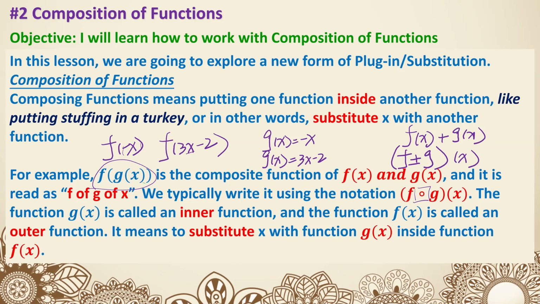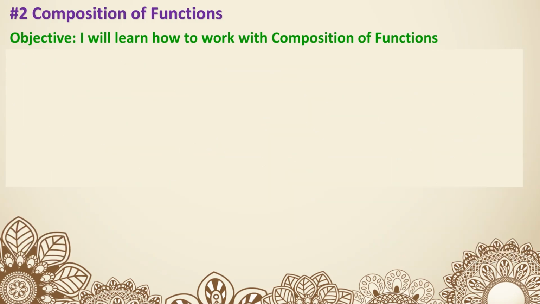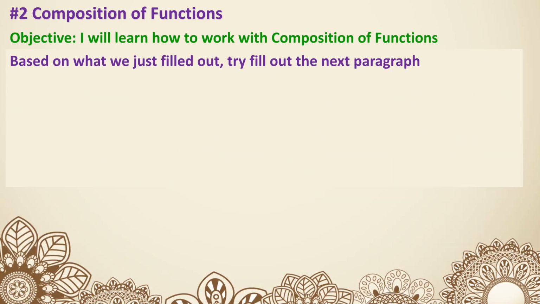The function g of x is called the inner function, and the function f of x is called the outer function. So it means to substitute x with function g of x inside f of x. So f of x is going to be our main function, but anytime we see x, we're going to replace that with g of x. So now let's define a bit more based on what we just filled out. Try to fill out the next paragraph.